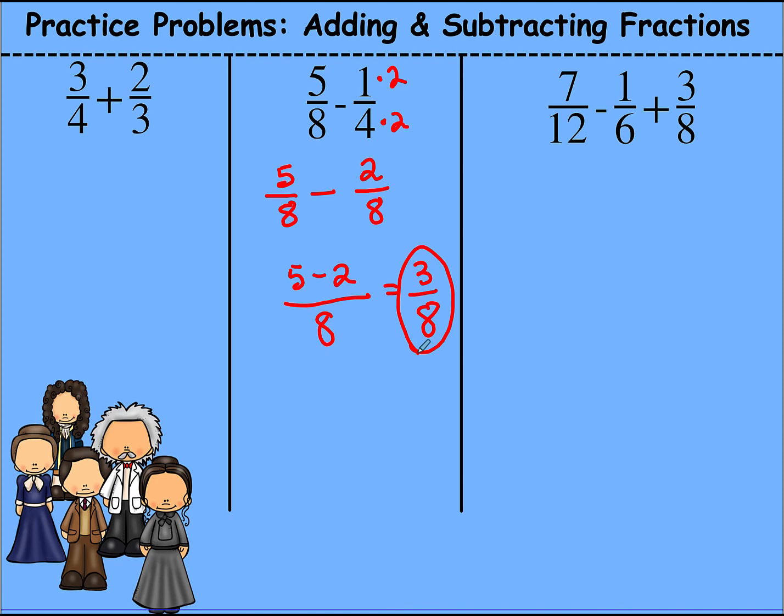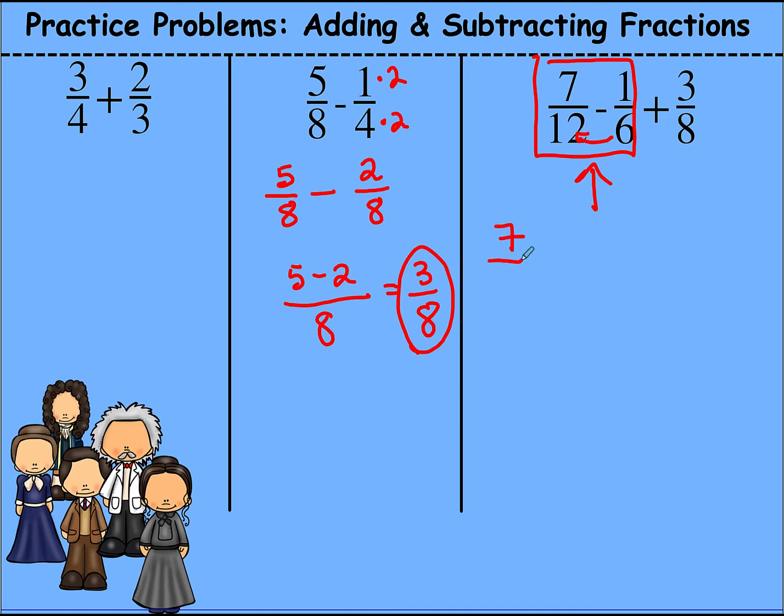Now this one over here has 3 terms. I have 7/12, 1/6, and 3/8. So if you have more than 2 fractions that you're adding or subtracting, you can do them 2 at a time, or you could do them all at once. I find 2 at a time is the easiest. So first I'm going to find the difference of 7/12 and 1/6. So I check to see, does 6 go into 12? It does. 12 is my common denominator.